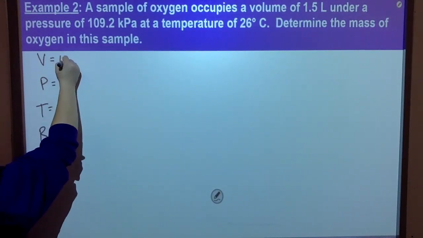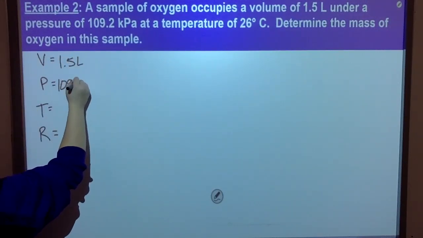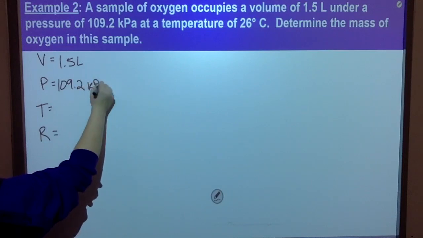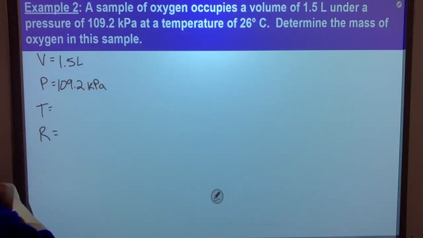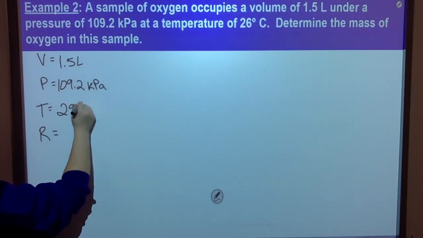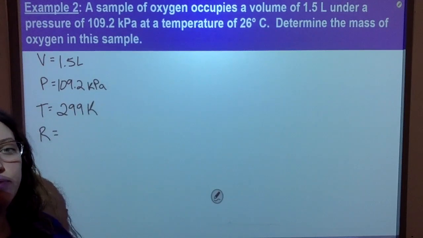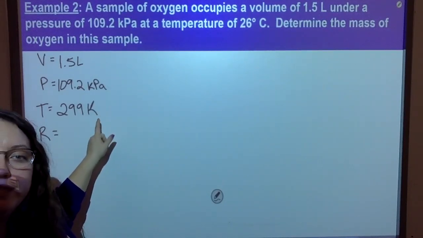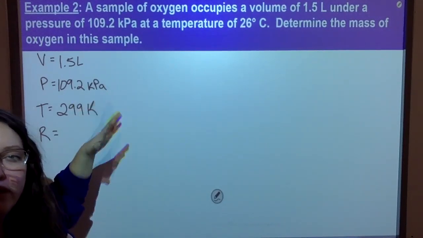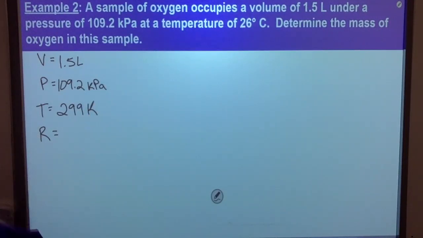The volume is going to be 1.5 liters. The pressure is 109.2 kilopascals. Temperature is 26 degrees Celsius, so 26 plus 273 is going to give you 299 Kelvin. Okay, and when you write, I don't know if this is something I've talked about before or not, but when you write Kelvin, it's not like degrees Kelvin, like you would with Fahrenheit and Celsius. It's just K. So just so you know.